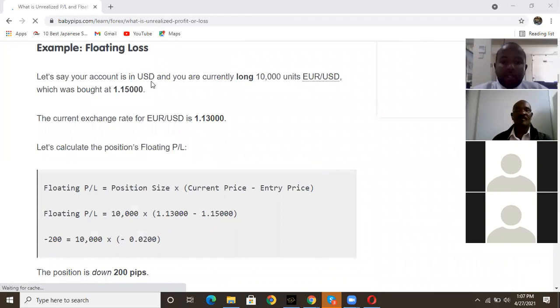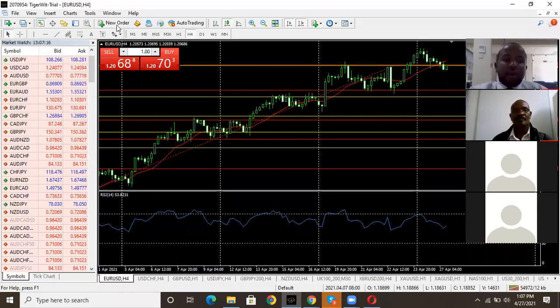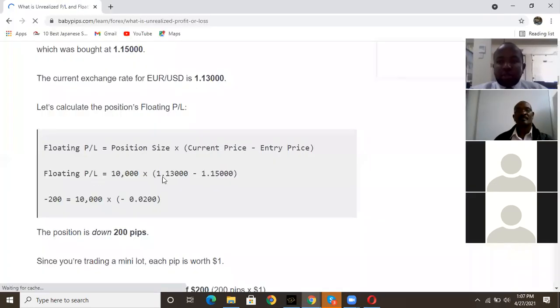Let's say your account is in USD and you are currently long. Going long is buying. So let me go back to my MT4 again. This is, for example, going long. If I click this buy, I'm going long. If I click this sell, I'm going short. So you can see the difference. You can either use this or you can use this one here, written new order. If you also press F9, you'll be able to see it. Most of these I'll be doing practically. So floating position is position times current price minus entry price. For example, 10,000 times that price minus this. And of course, your position is down 200 pips.